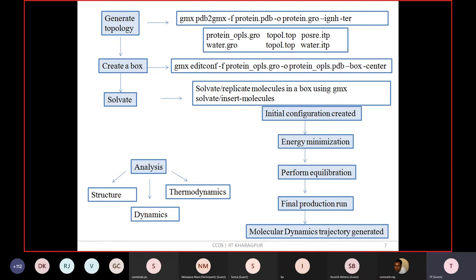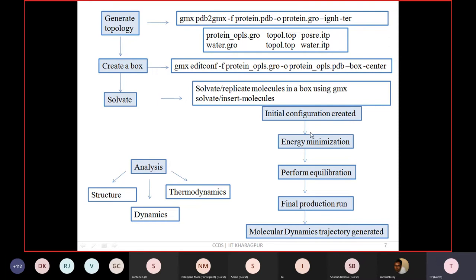After creating this box, you have to solvate the system, right? For solvating the system, you basically use gmx solvate or gmx insert-molecules, where you just add the number of solvent molecules around it, and it's usually done with gmx solvate. We will come to the exact commands used for this while doing the examples. But to say that gmx solvate and insert-molecules can be useful here to solvate the system. So now this initial system configuration is set up.